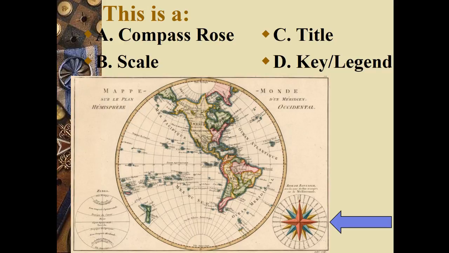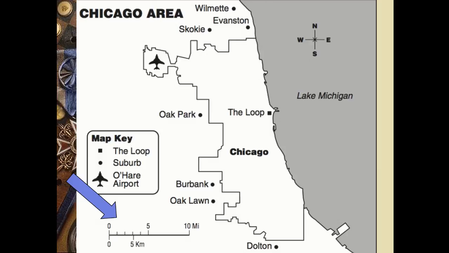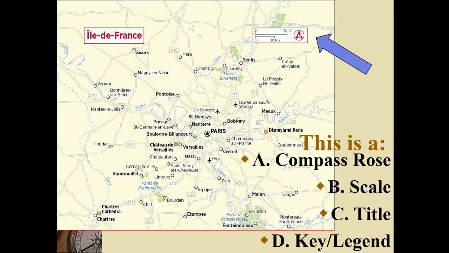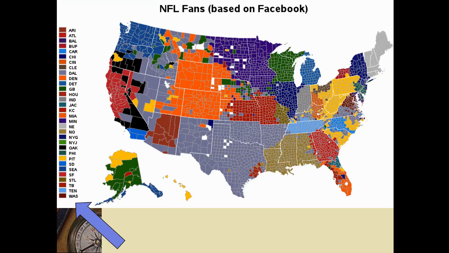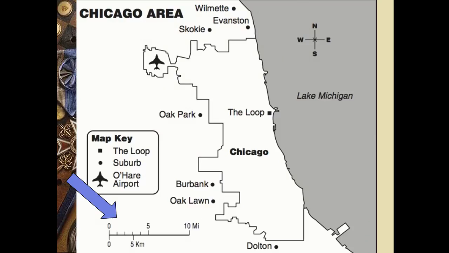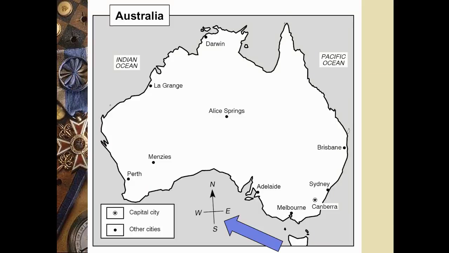So, is this a compass rose, a scale, a title, or a legend? This compass rose does not look like the other compass roses that we've seen so far. It is far more complex and it's not easy to see which way is north, but obviously we can guess. If we go back and compare it with the other compass roses on these other maps, you can see that they're all different styles. And some of them don't have the compass rose at all. So here's another one. Very simple, not too complex.